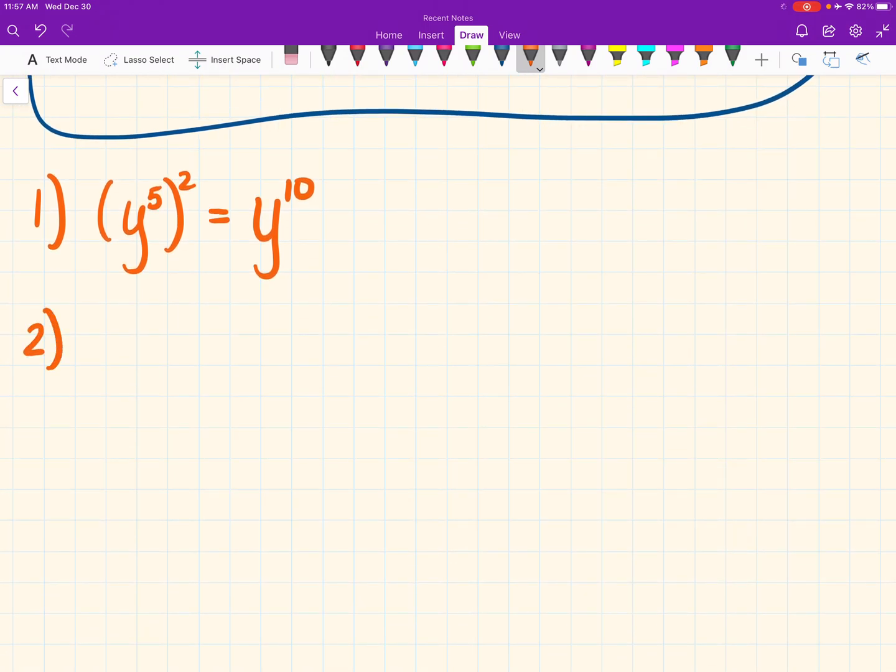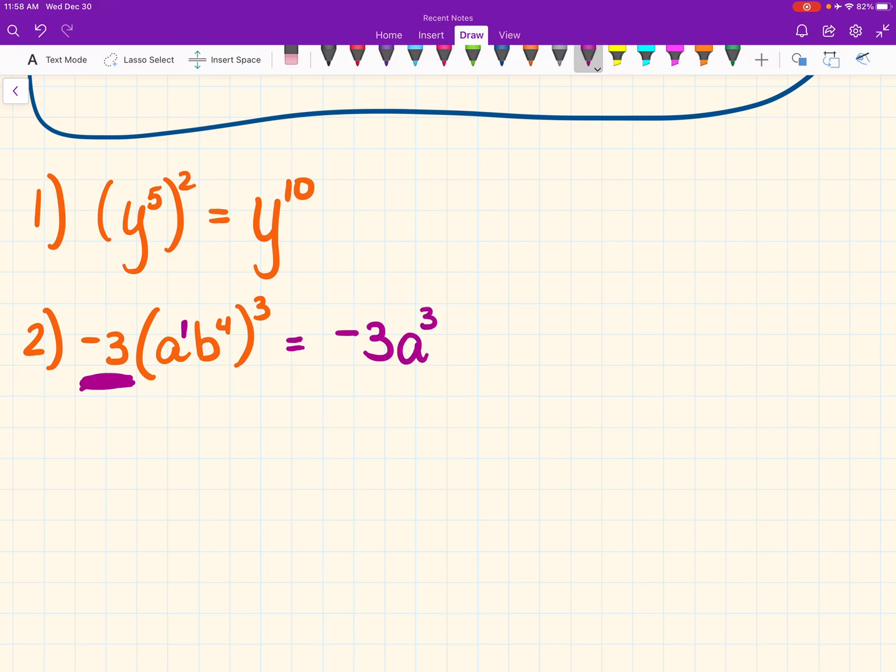Now watch this one, negative 3 parenthesis, a b to the fourth, all to the third. Now you have to be careful here. First of all, we have a 1 on this a. This 3 is outside of the exponent, so nothing happens to that 3. It's outside the parentheses. And now we're going to multiply exponents. A to the first times 3 is a to the third. We're multiplying. B to the fourth to the third is b to the 12th.